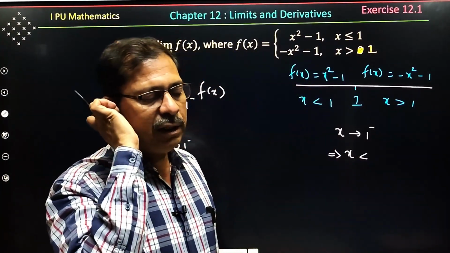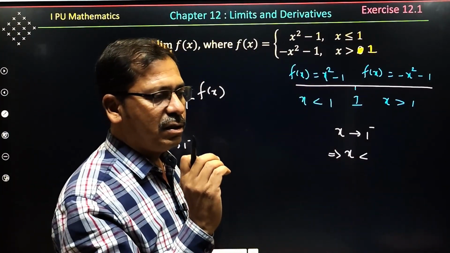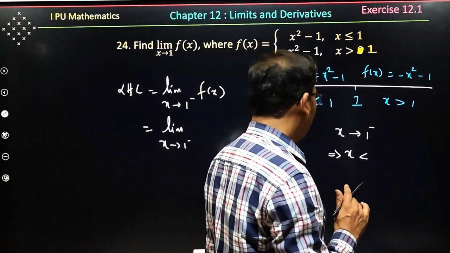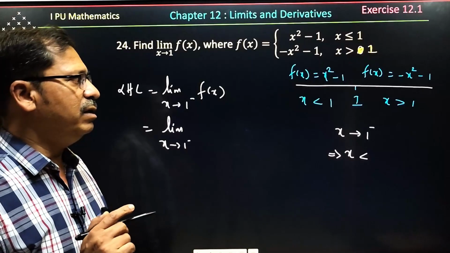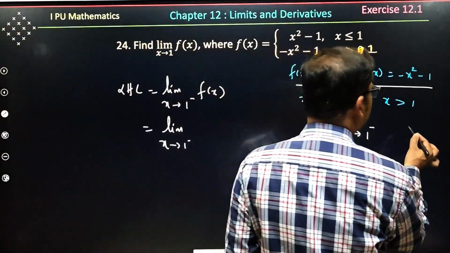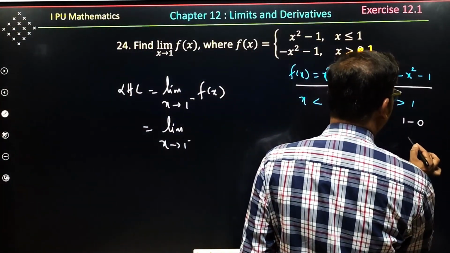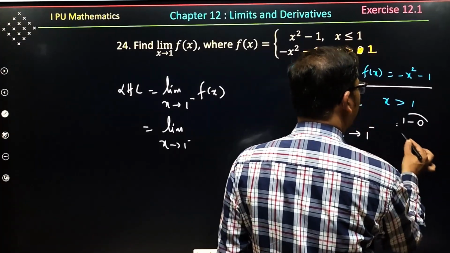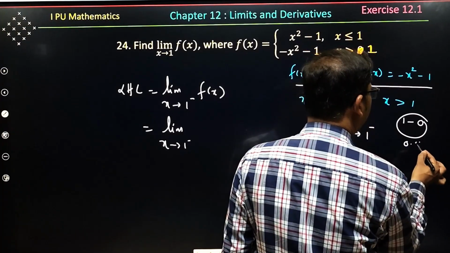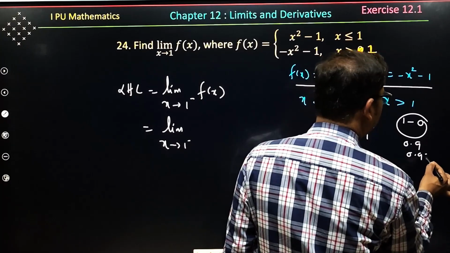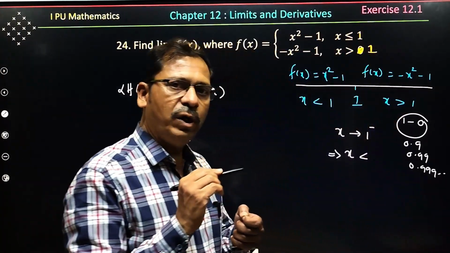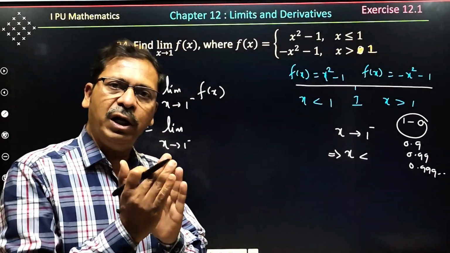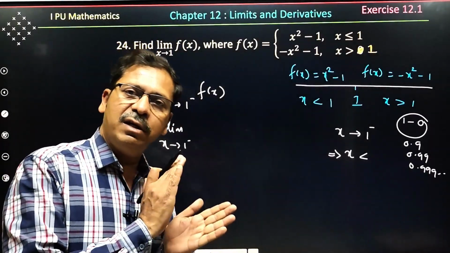You are not understanding. X less than, no Pallavi, you are wrong. Where did less than 0 come from? 1 minus means it is 1 minus 0. What is the meaning of 1 minus? It may be 0.9, 0.99, 0.999, something like that. 1 minus means in the neighborhood of 1 on the left side, less than 1.